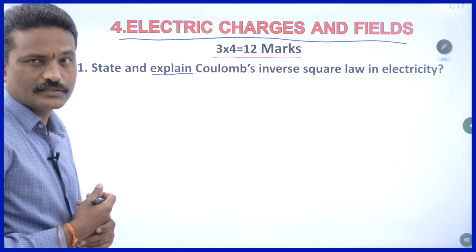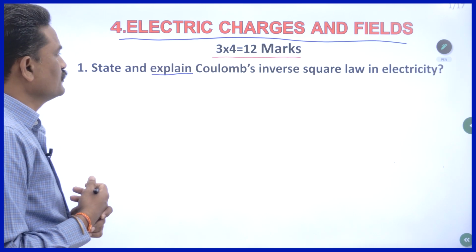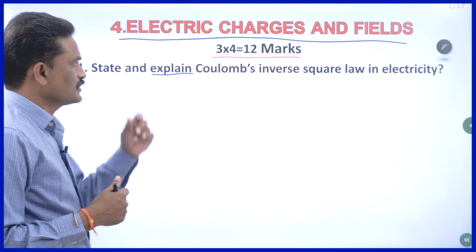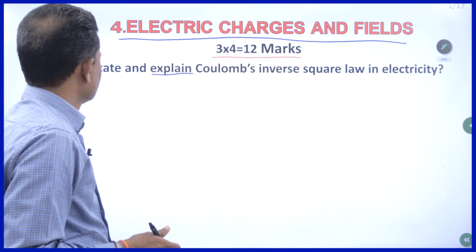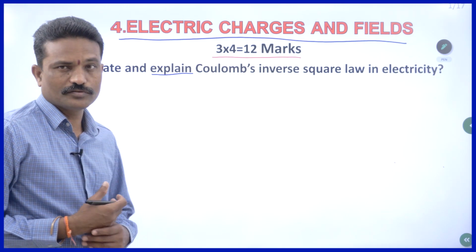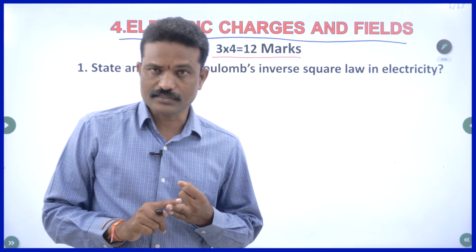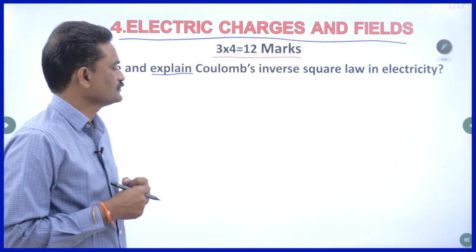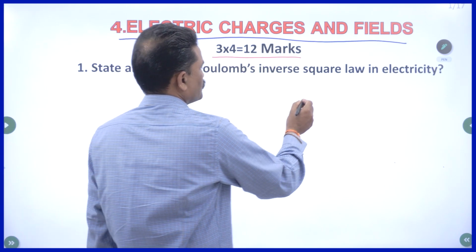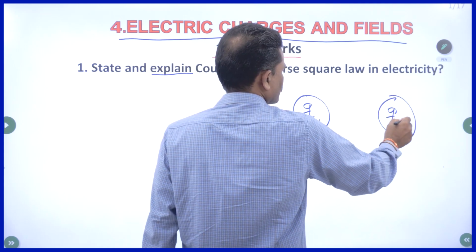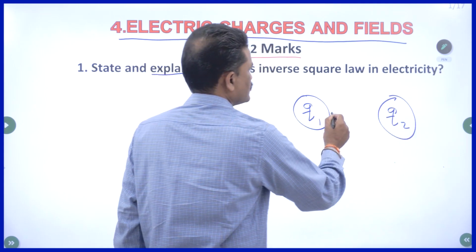The first question is, state and explain Coulomb's inverse square law in electrostatics. It must be electrostatics, right? Coulomb's inverse square law is found both in magnetism as well as in electrostatics, that is in electricity, right? Suppose we have two charges, charge Q1, charge Q2. They are separated by a distance d.